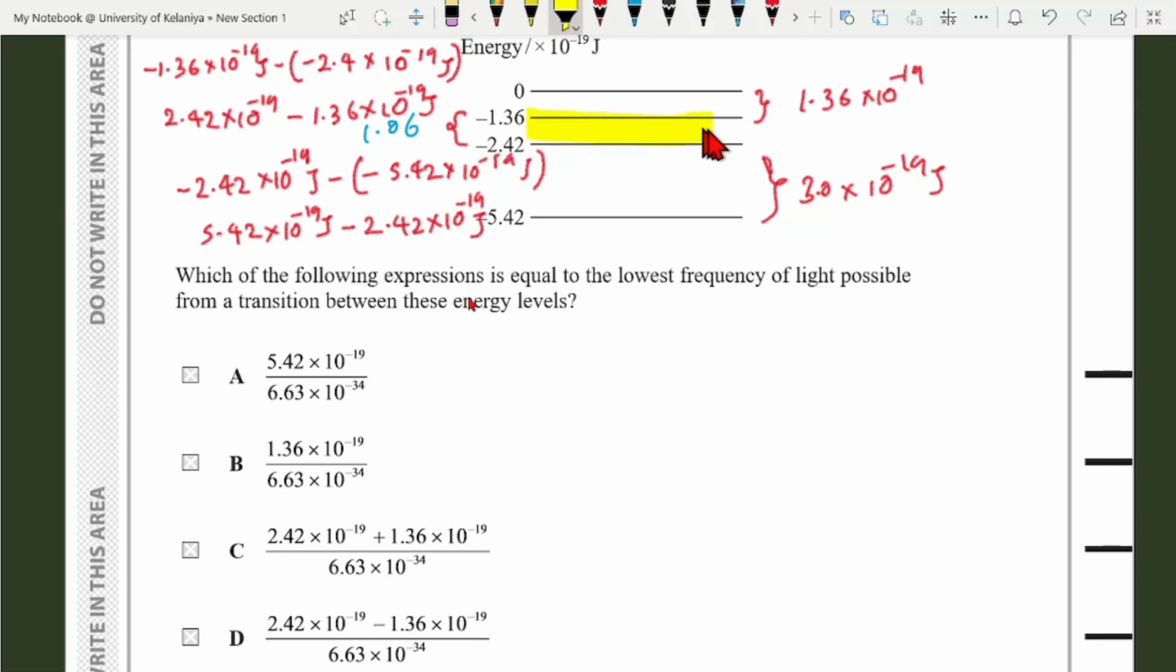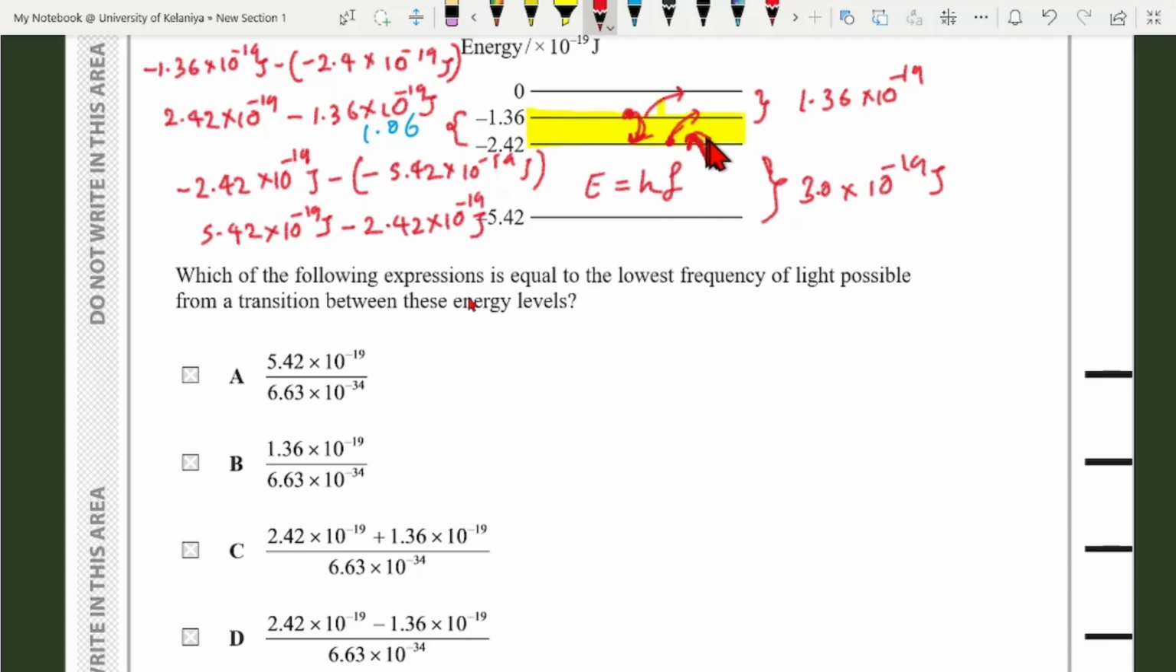It is between these two energy levels. That is the lowest possible energy transition. If an electron is moving from here to here, it has to absorb a photon. But they have asked which of the following expressions is equal to the lowest frequency of light possible from a transition between these energy levels. If they are moving from top to bottom, they have to emit a photon. What is the equation for that one? It is E equals hf.